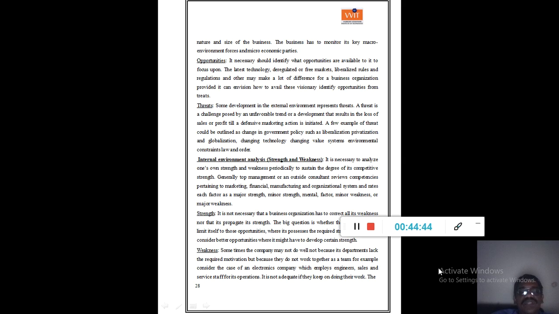it's not necessary that a business organization has to correct all its weaknesses, more that it should propagate its strength. The big question is whether the business should limit itself to those opportunities where it possesses the required strength, or should it consider better opportunities where it might have to develop certain strength.